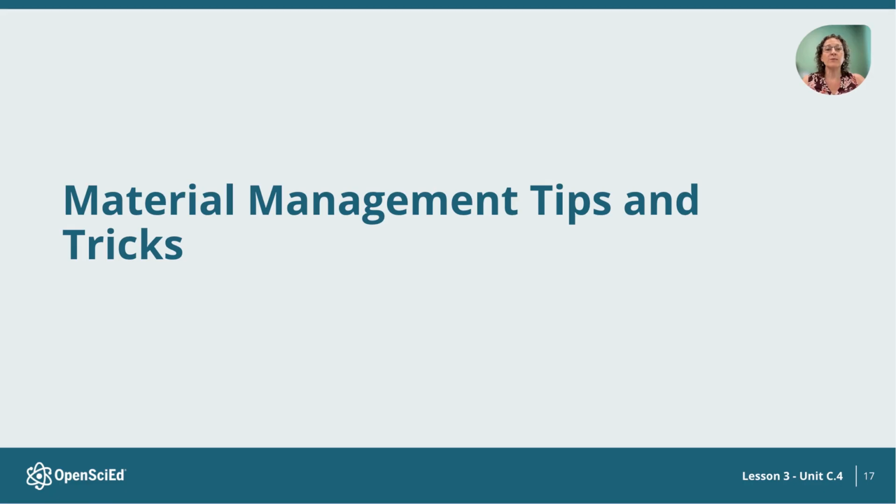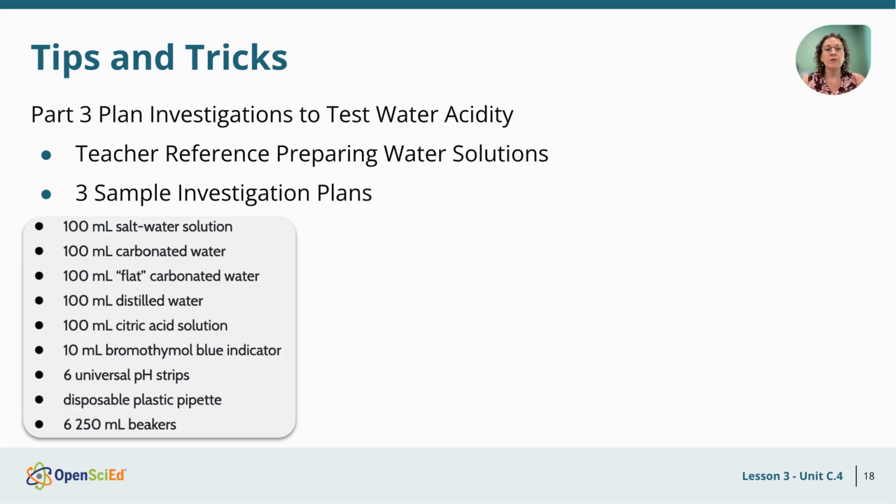And now for a few tips and tricks. For part 3, you'll want to locate the teacher reference, prepare water solutions. And this bulleted list of materials for each lab group is in that teacher edition. Do the math ahead of time. I figured out how many total lab groups I would have across all of my sections, and then how much of each solution I needed to prepare. The preparing water solution directions make 1,000 milliliters of the saltwater solution and the citric acid solution, which is enough for 10 groups. If you had more groups than that, you'll need to double your recipe.